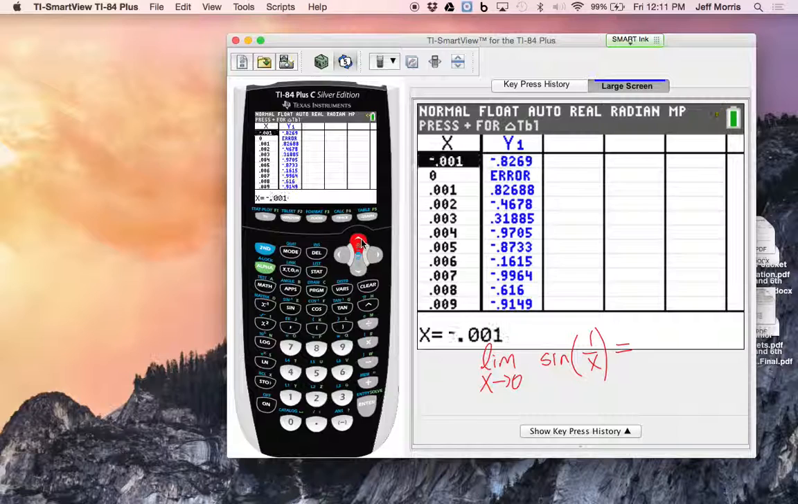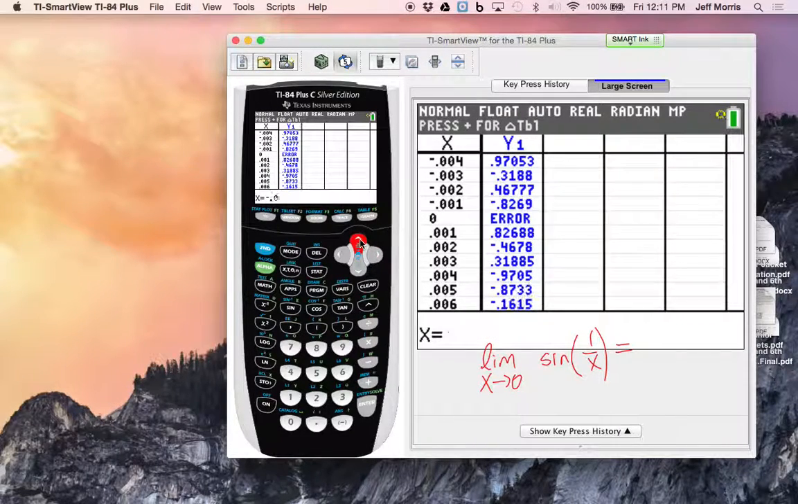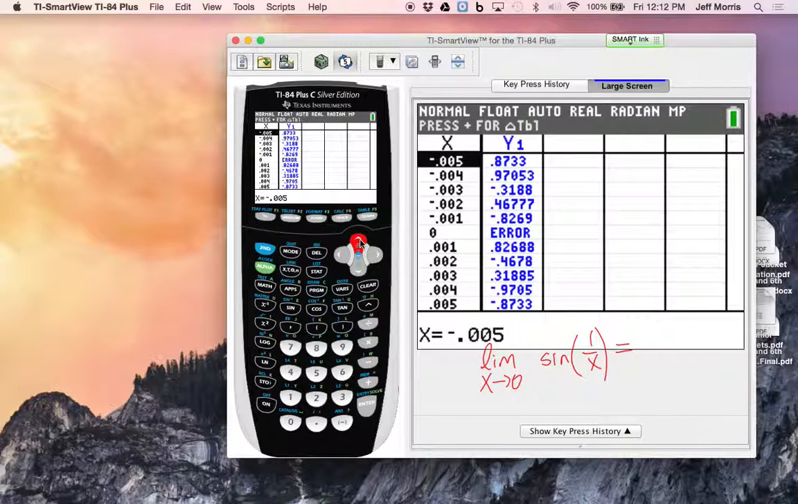Okay, so let's move up a little bit so I can see from the left and right. So I've got some values there. I've got an error at 0. Okay, that's a problem. But then you look at it and you're like 0.8733. Okay, talking about from the left. 0.97053. So right here. Okay, then negative 0.3188. Then it goes positive 0.4677. Then it goes negative 0.8269. So it seems like it's kind of bouncing back and forth.